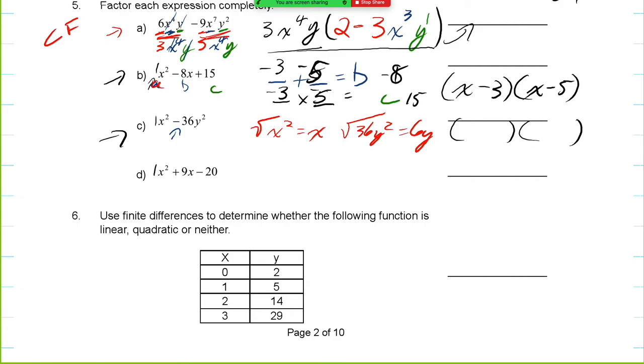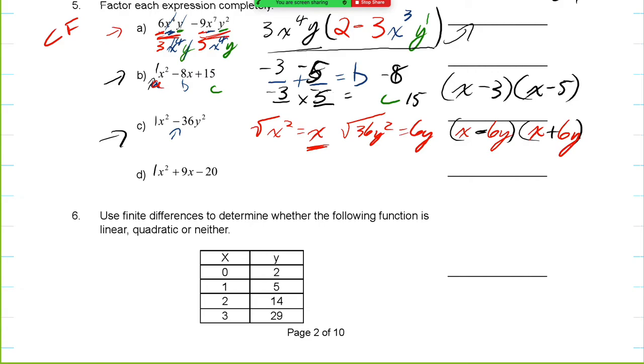2 sets of brackets. One will have a subtraction sign as the operator, the other will have an addition sign. And for the first term, we just write out whatever the square root of the value was. So we have x as the first term in both binomial answers, and we have 6y as the second term in both of those binomial answers. The only difference here is because it was a special case, we used an addition and a subtraction.